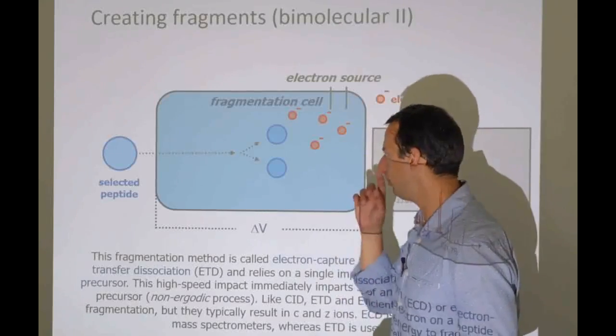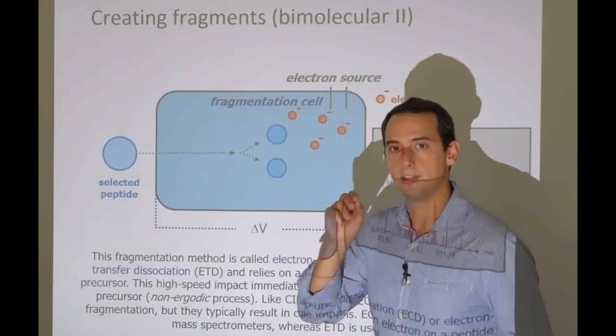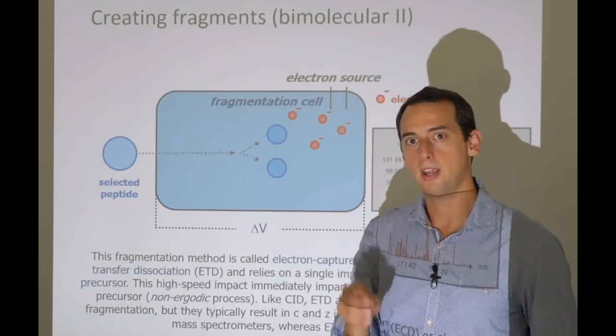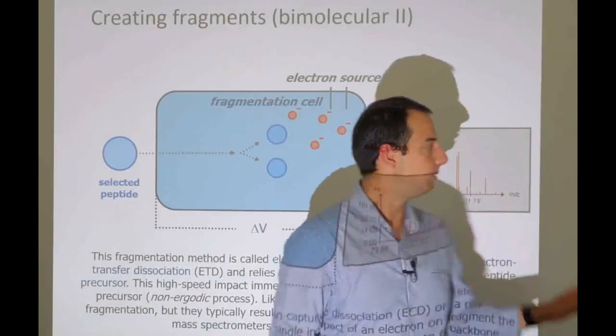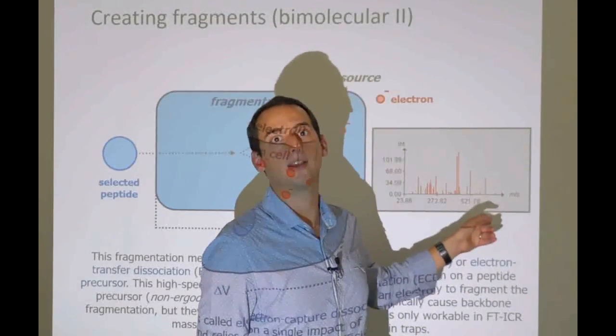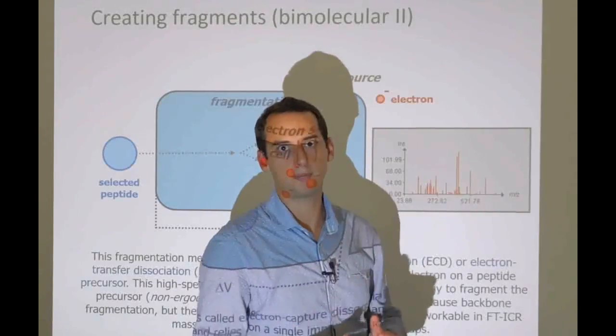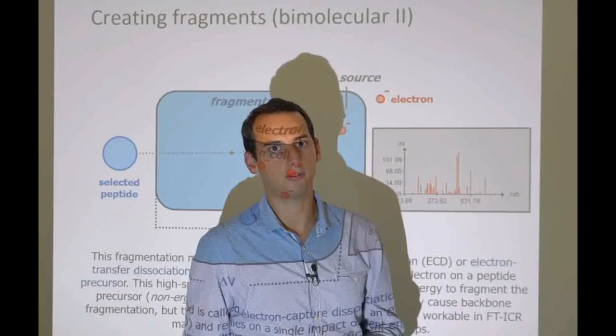It depends on the instrument you use. This method will yield C and Z ions. So this is a different type of ion that we get. These peaks are usually not B or Y ions anymore, they're C or Z ions. So you have to interpret the spectrum in a very different way. You have to calculate the theoretical ions in a different way.